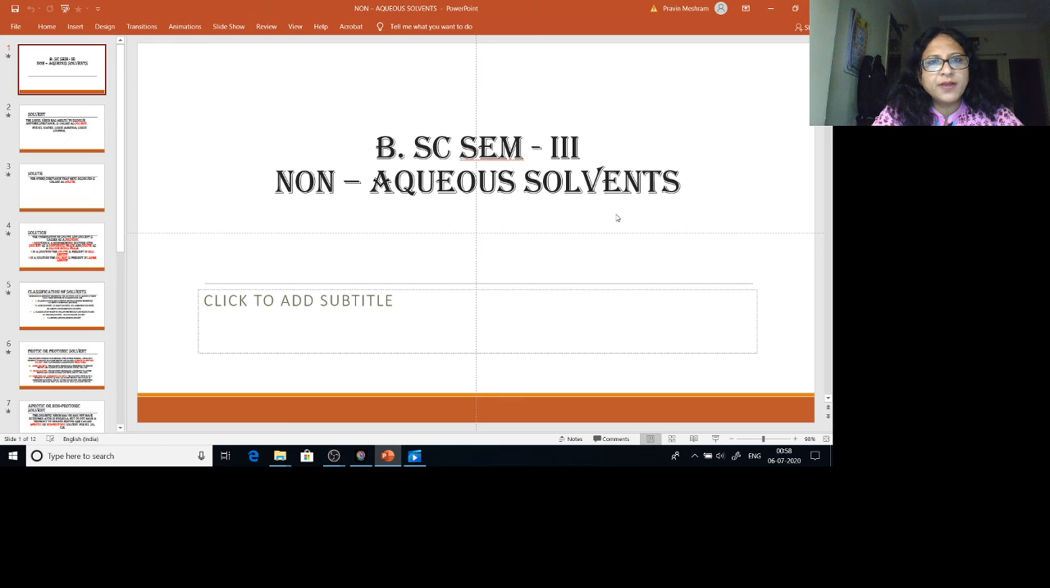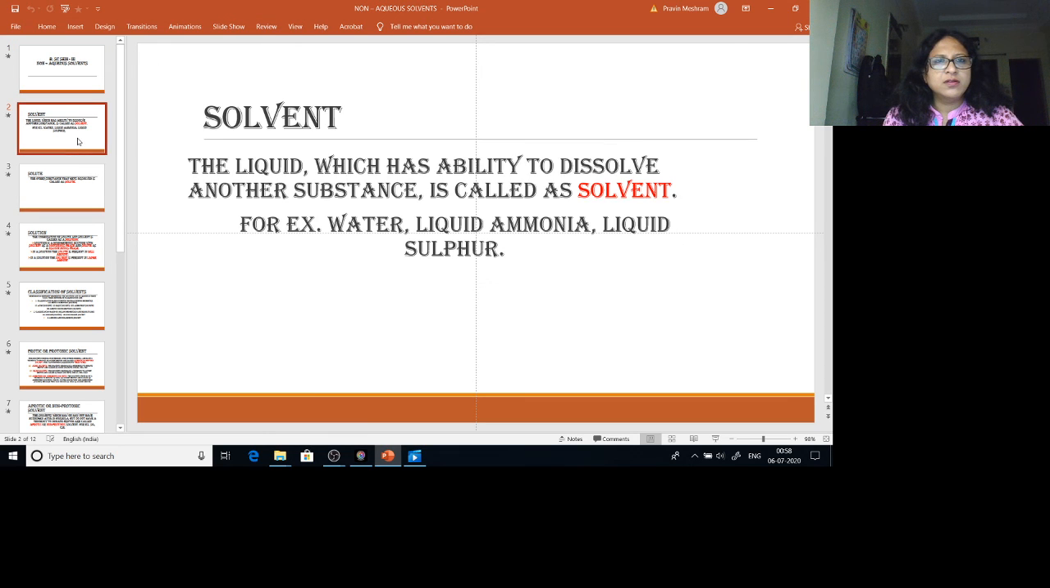The topic of my lectures is non-aqueous solvent. Before we start with this topic in detail, let me introduce some terms of this non-aqueous solvent. First term, which is solvent. The liquid which has the ability to dissolve another substance is called a solvent. For example, water, liquid ammonia, liquid sulfur.